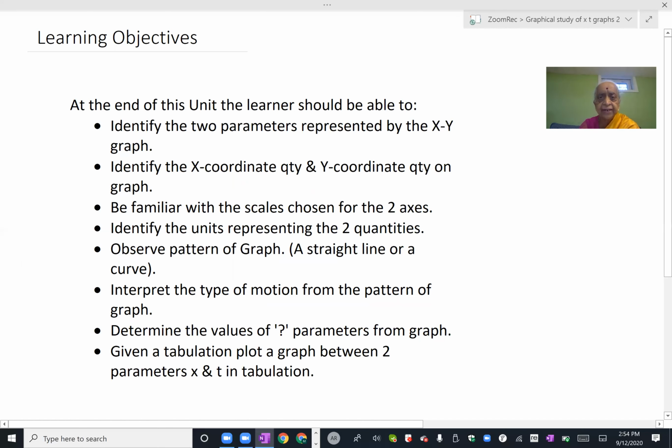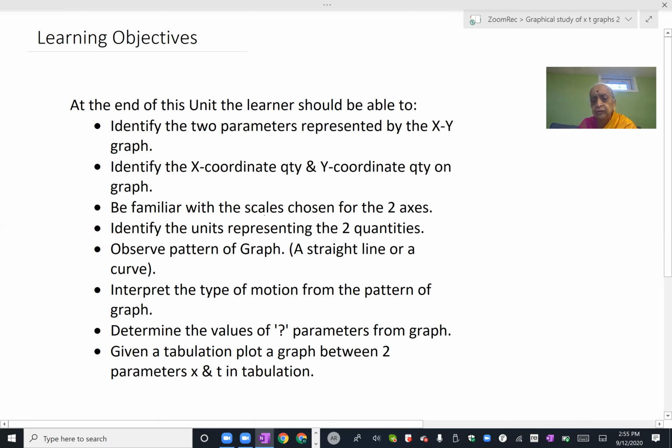Here in our study today, the x coordinate quantity is what is represented on the x axis. Here I am going to take the x coordinate as the time factor, and the y coordinate is going to be my position. The x coordinate, whatever is the x coordinate in the Cartesian coordinate system of axes, is going to be my time instance. And you have to be familiar.